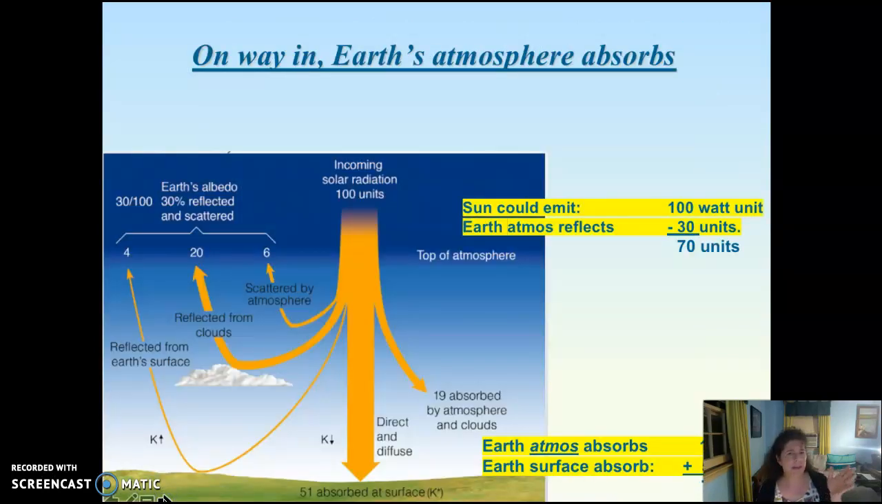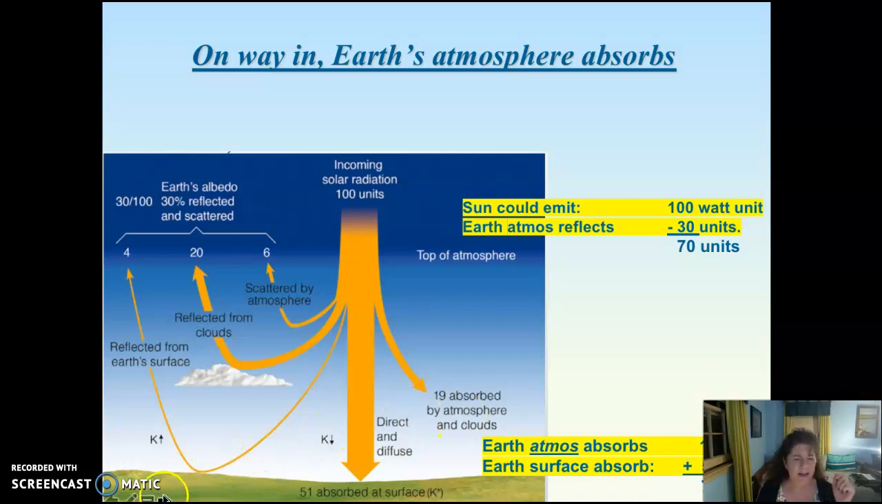We can say the same thing we said before, that there are 100 units coming from the sun. And the atmosphere at the top of the atmosphere will reflect off a total of 30 units, leaving 70 units to come down into the lower atmosphere. Of the 70 units that are in there, 19 units are going to be absorbed by the rest of the lower atmosphere and the clouds. That means 51 units are going to be allowed to get to the Earth's surface. So 51 plus 19, that's the same 70 we were talking about before when we didn't have greenhouse gases. So we're at the same place right now.